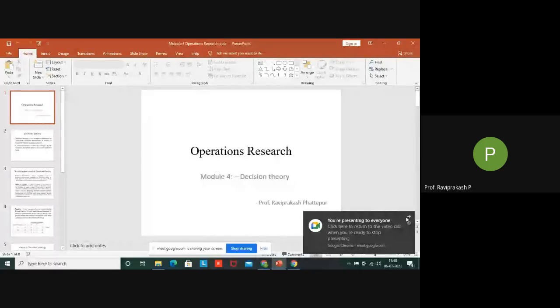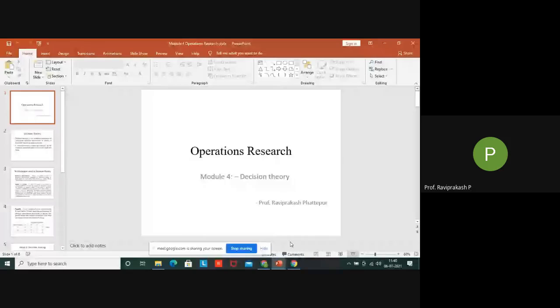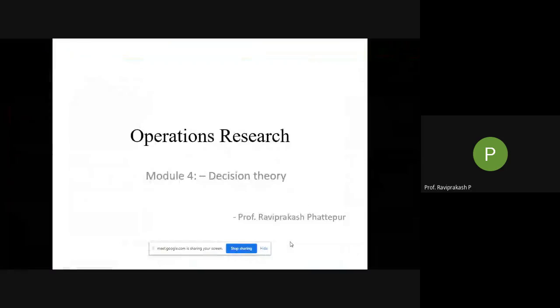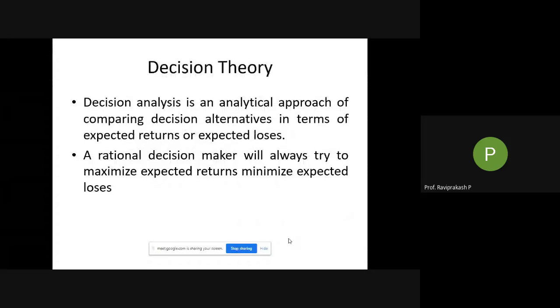So we are starting with the new module today, that is decision theory, module 4. As you can see on your screen, operations research, module 4, decision theory. So what is decision theory? Decision theory analysis is an analytical approach of comparing decision alternatives in terms of expected returns or expected losses.